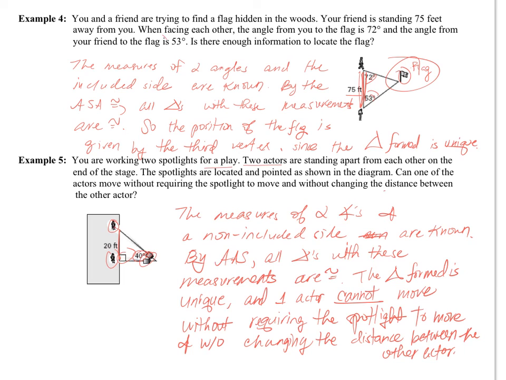So say if this actor were to move 20 feet this way, this actor would have to also move 20 feet, and the spotlight would have to move. So this one would move here, and then this spotlight would move here to form another triangle, right triangle, and they will have to be congruent to each other. So you cannot move without requiring the spotlights to move and without changing the distance. And that's it.